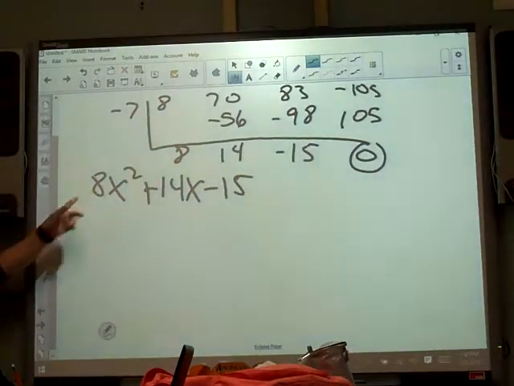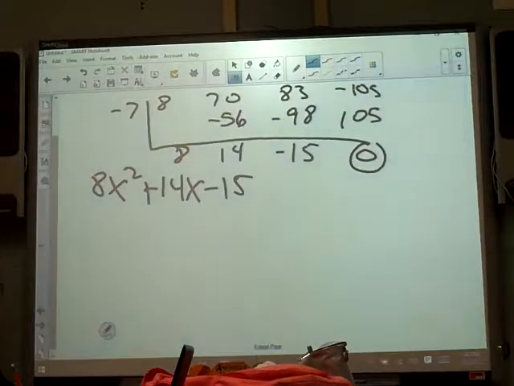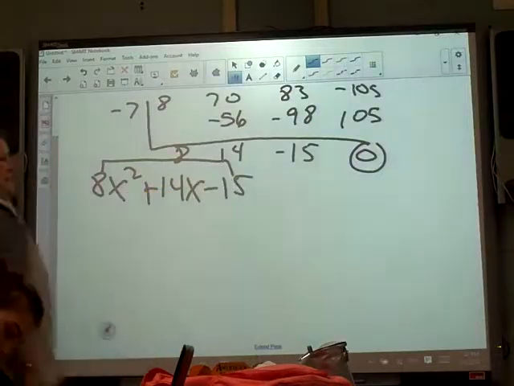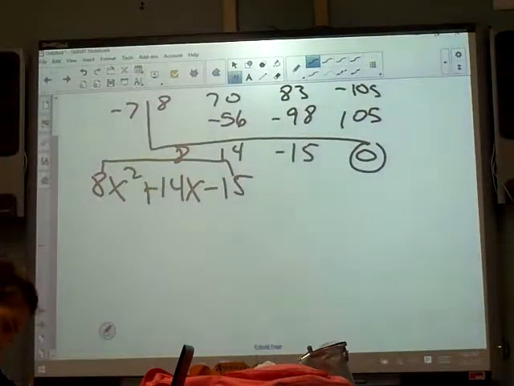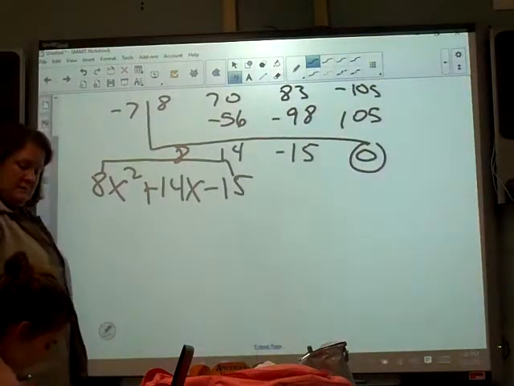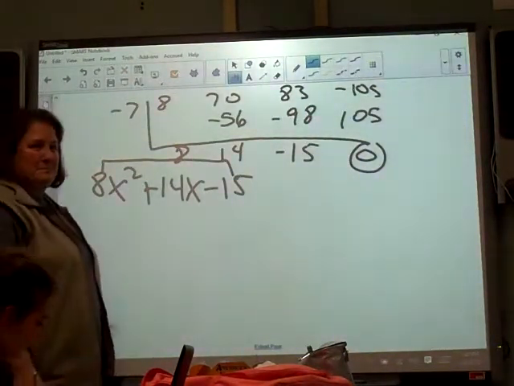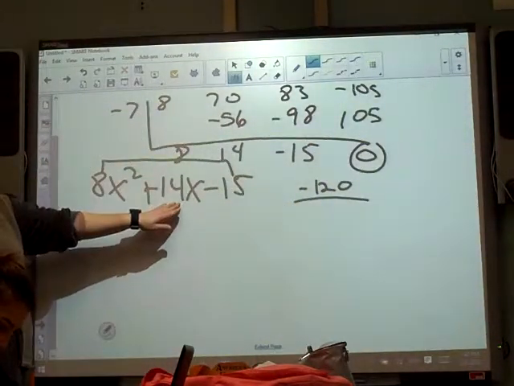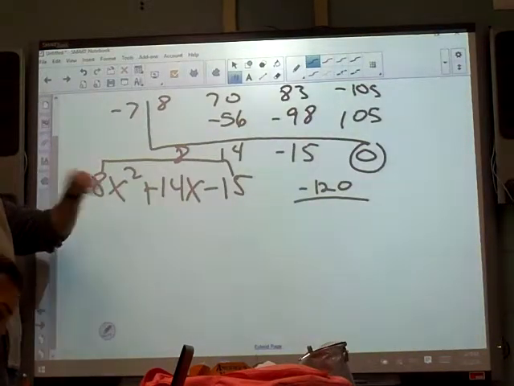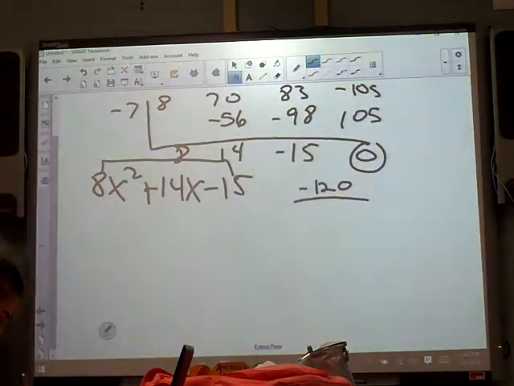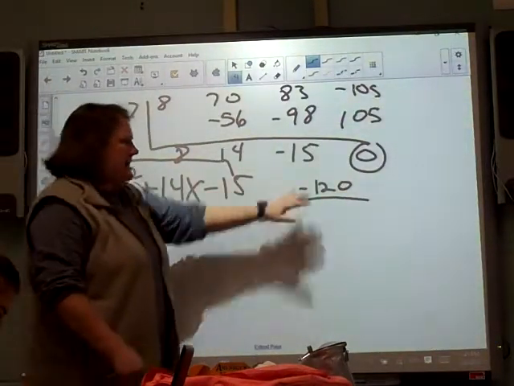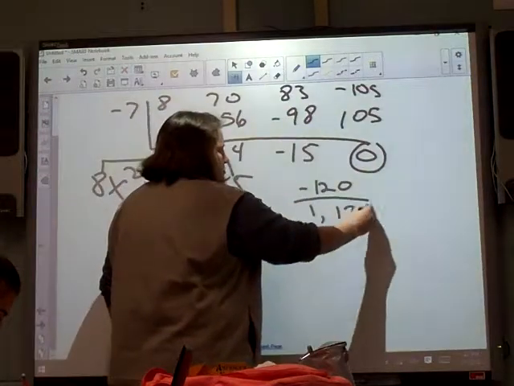But since my a is something different, I got to do factoring by grouping, and it takes a little bit longer. You still start the same way. A times c. What's 8 times negative 15? Negative 120. So I need the factors of negative 120 that add to 14. First period didn't have any guesses, so we just started listing them. Any of y'all got any guesses? Alright, I'm not going to worry about negatives right now. I'm just going to start listing factors of 120.